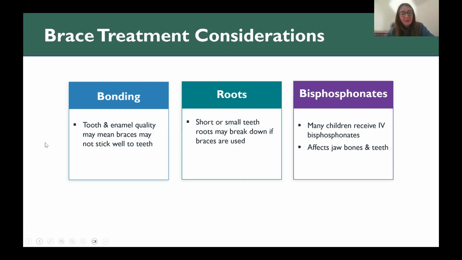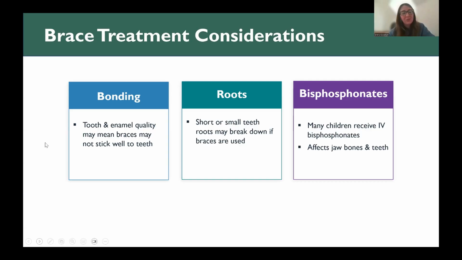The next thing, as I mentioned, that we have concern about is the roots. So if you're lucky and you've got really nice, long, strong roots, then we don't have great concerns about you having orthodontic treatment. But if the roots are quite short or if they're quite narrow, it's possible that the forces of the brace pushing them through the jawbone means that they might break down further, and then you could end up losing teeth, which we don't want. So we always take lots of x-rays, we look at all of your teeth before treatment, and we decide whether or not this is a risk.